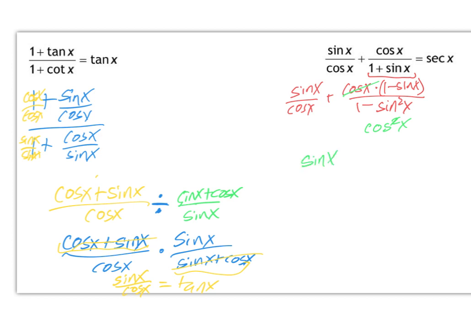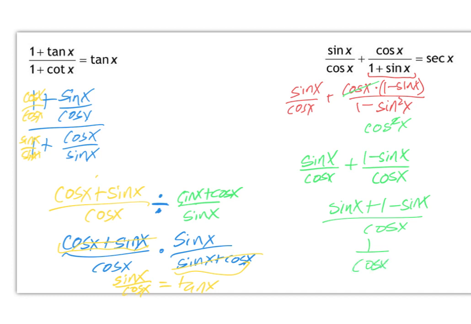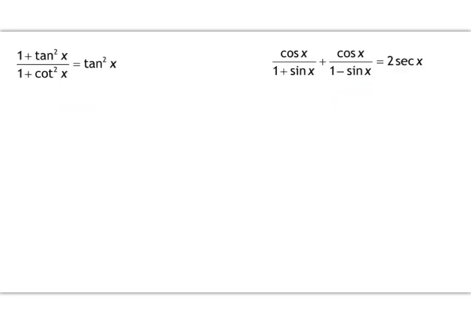So we've got sine x over cosine x. Here we've got 1 minus sine x, and cosine x is what's left on the bottom. After we reduce that, that gives me sine x plus 1 minus sine x over cosine of x, which is 1 over cosine of x, or secant of x. We got a couple more of these to give a shot to.